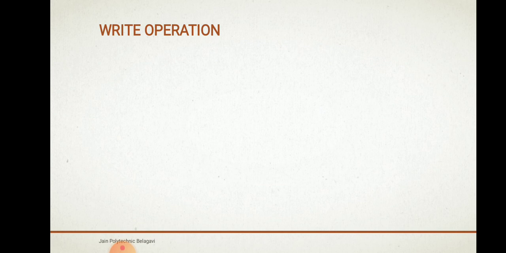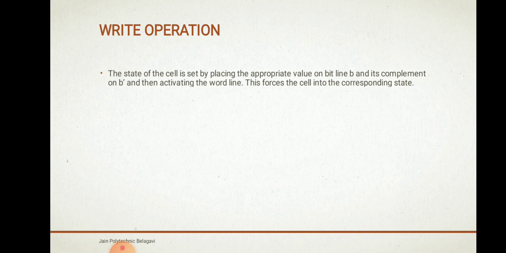Now we'll go to how the write operation is conducted in the SRAM cell. The state of the cell is set by placing the appropriate value on bit line B at the left side, and its complement on B dash. By doing this, it will activate the word line. Once activated, it will force the cell into the corresponding state, either high or low. The required signals on the bit lines are generated by the sense or write circuit.